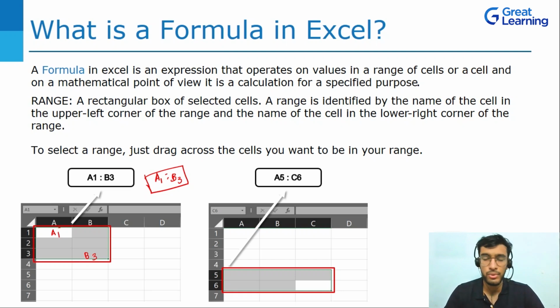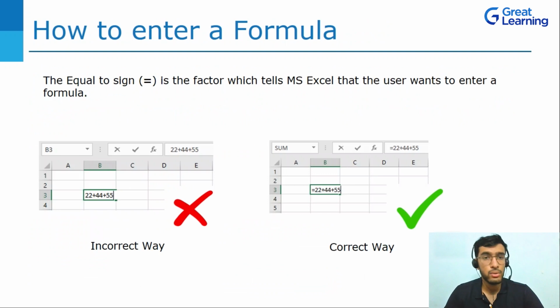Now, let's move on to the next topic, that is how to enter a formula. Before that, we'll first discuss how Microsoft Excel understands that the user wants to enter a formula. In the first example, the user inputs 22 plus 44 plus 55, and Microsoft Excel understands this input as text only because there is a lack of an equal to sign. The equal to sign is the factor which tells MS Excel that the user wants to enter a formula.